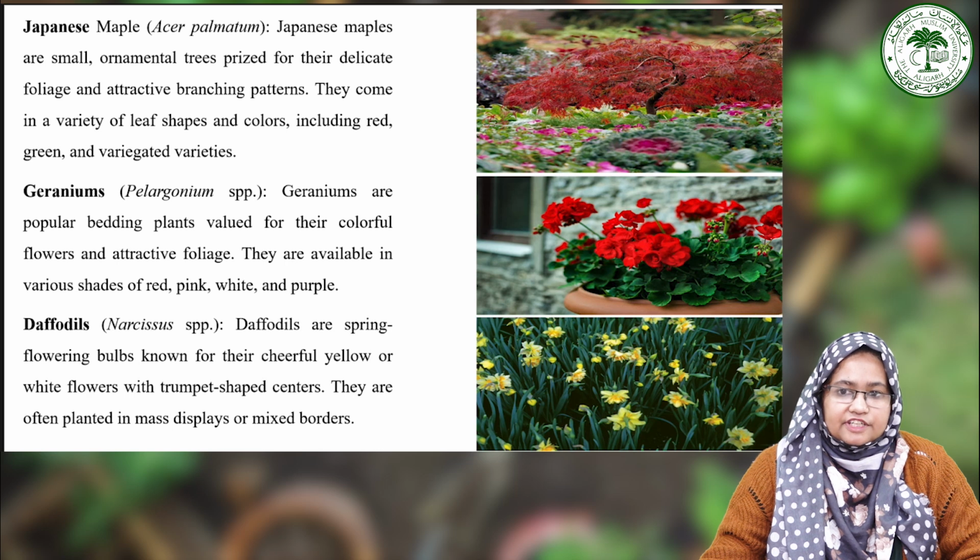The next is Japanese maples. They are small ornamental trees admired for their delicate foliage and captivating branching patterns. They offer a wide variety of leaf shapes and colors, including vibrant shades of red, green, and variegated varieties. Japanese maples are cherished for their elegant appearance and are often used as a focal point or accent in gardens and landscapes.